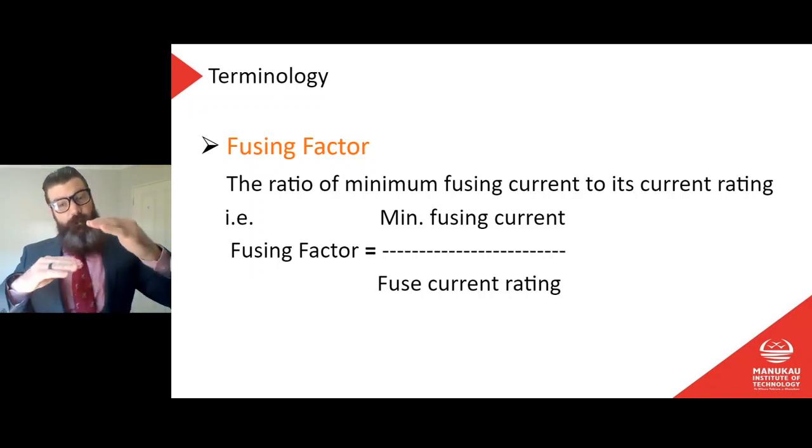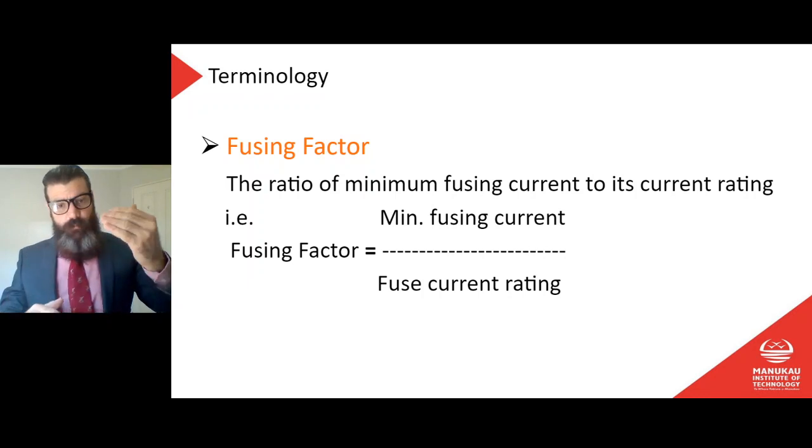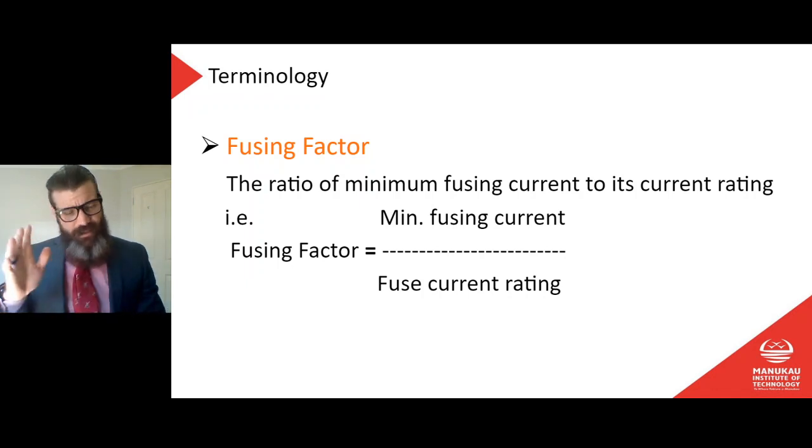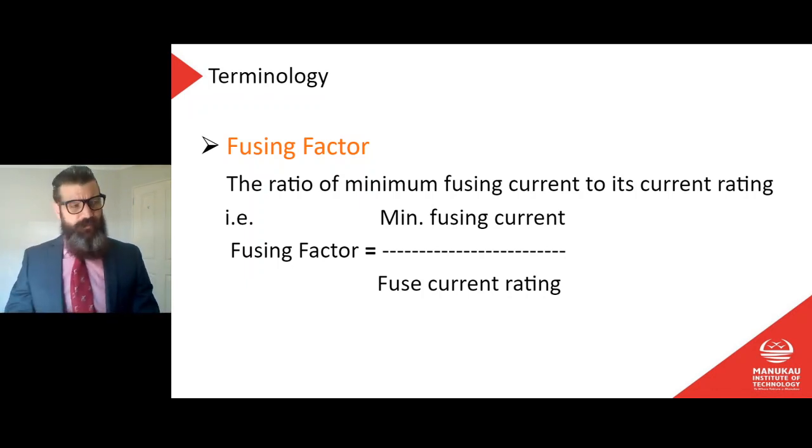But if it was 1, then we don't have much leeway, right? If our minimum fusing current, let's say, is 20 amps, and then our fuse current rating is 20 amps, that means at 19.9 amps, everything is fine. At 20.1 amps, the fuse is blown. As soon as we go over 20 amps, it's going to blow. We probably don't want that, because every now and then we might get a little spike, and we don't want to blow the fuse every single time we get a little overcurrent. So our fusing factor probably doesn't want to be 1. Wants to be a bit higher than 1.